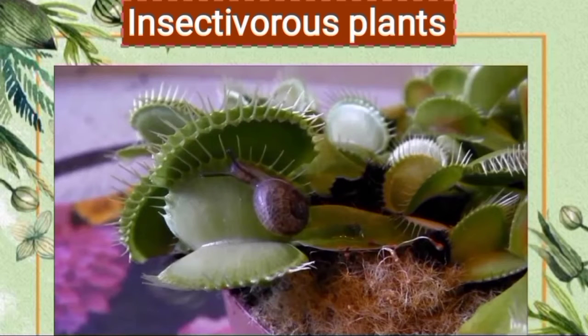Next is insectivorous plants. As you know, like some animals, some plants are also carnivorous in nature. Their leaves are modified to trap insects, and hence they are called insectivorous plants.